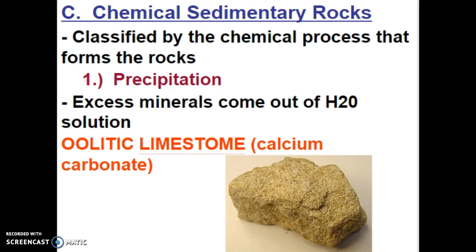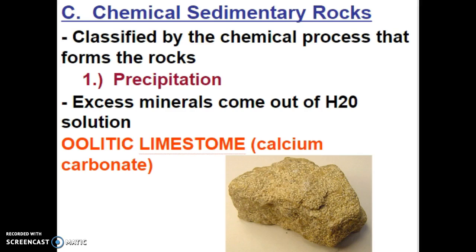Another branch of the family sedimentary are the chemical sedimentary rocks. These rocks are classified by the chemical process that forms the rocks. When we talk about precipitation in science and in chemistry, precipitation is where you get a solid that will come out of a liquid solution. So precipitation is when excess minerals come out of their water solution because the water itself is so mineral rich, eventually those minerals will start to solidify.